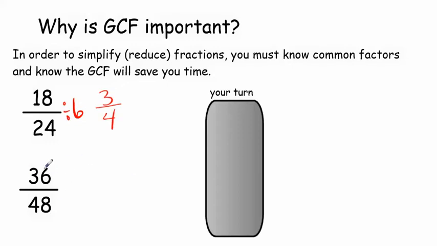If I can recognize the greatest common factor, great. Let me show you if I don't. Let's just say right now I'm going to divide by 4. If I divide by 4, I get 9. Divide by 4, I get 12. I can divide that again by 3. That gives me 3/4. But if I know right away that my greatest common factor is 12, 36 divided by 12 is 3, and 48 divided by 12 is 4.